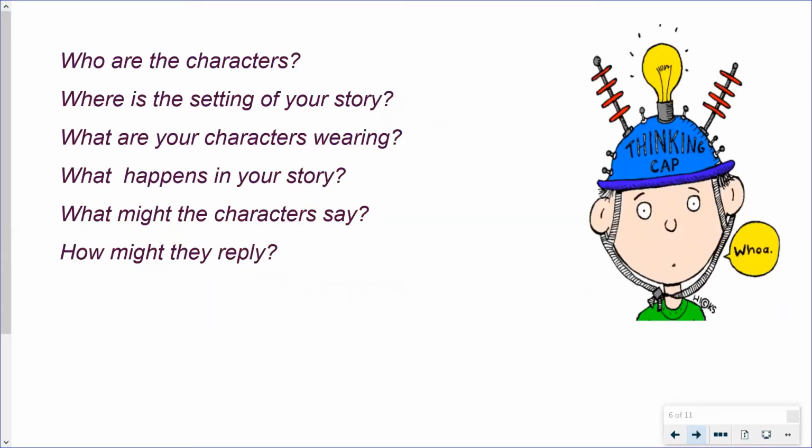Now, think of your own story and the plan that you created yesterday. Who are the characters in your story? Where is the setting of your story? What are your characters wearing? What happens in your story? So what is your plot? What do you think the characters might say? How do you think they might reply? So think of these questions as you're writing your story today.